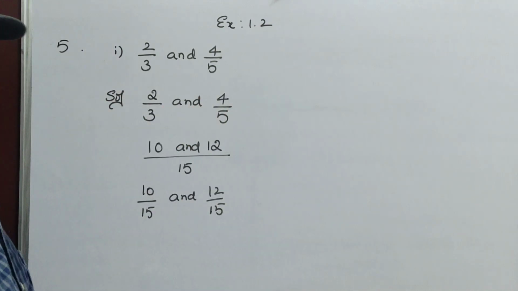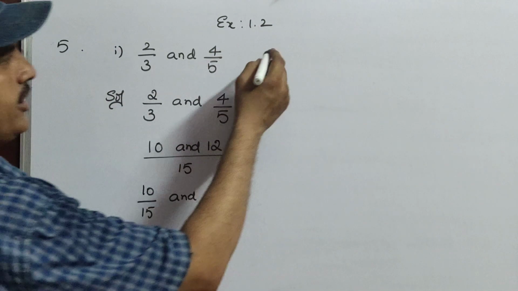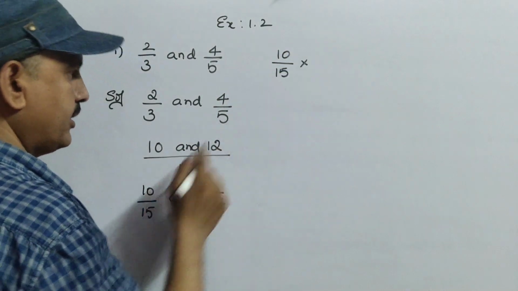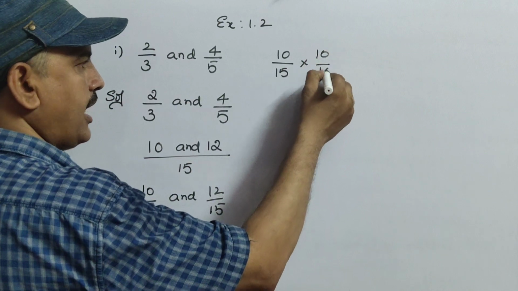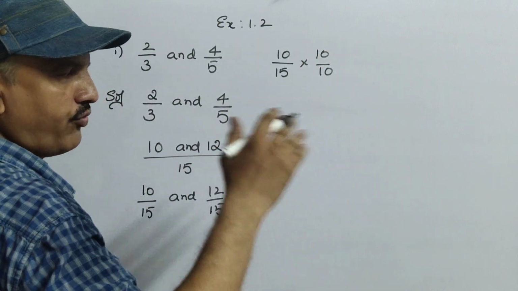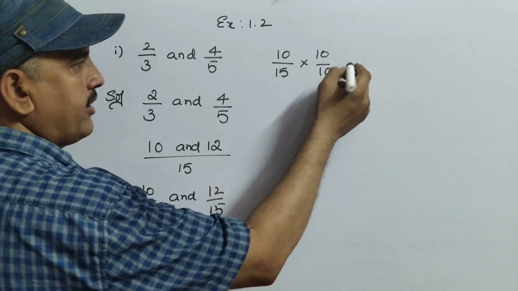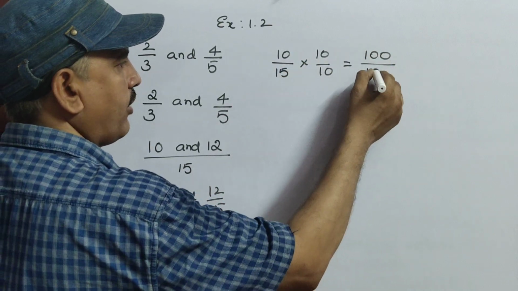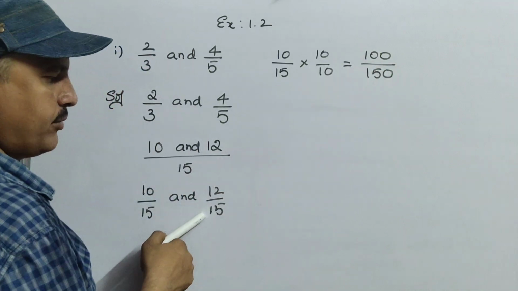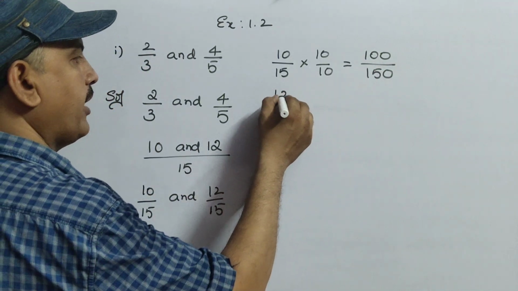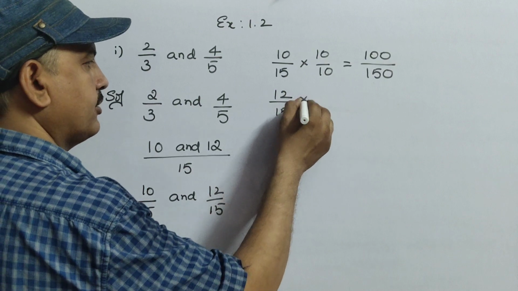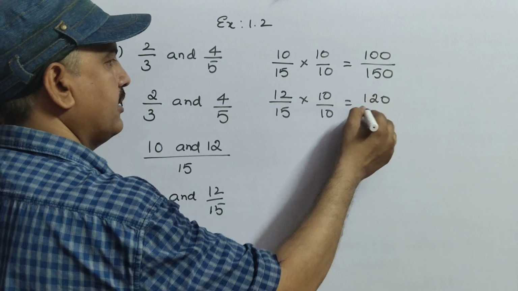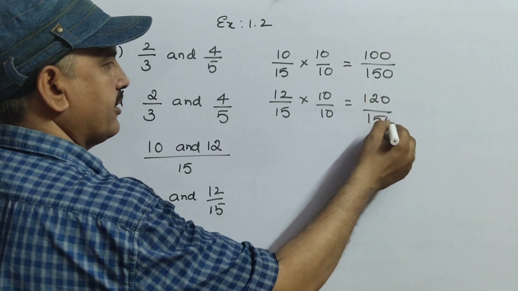Take 5 more extra. So first write 10 by 15 into 10 by 10. He asked 5, so we are taking 5 more extra. So 5 plus 5, total 10. So 10 by 10. 10 tens are 100, 15 tens are 150. Now the same thing you have to do for this: 12 by 15 into 10 by 10. 12 tens are 120, 15 tens are 150.